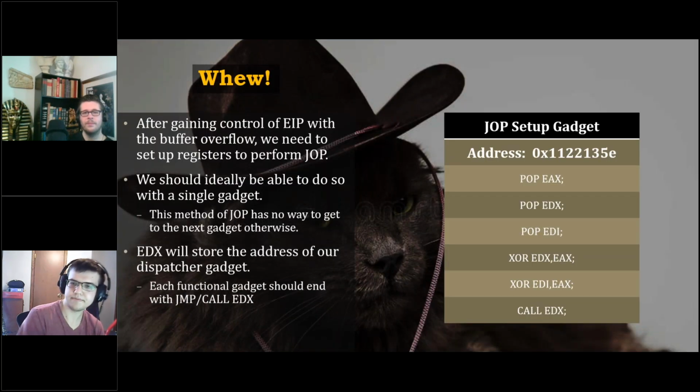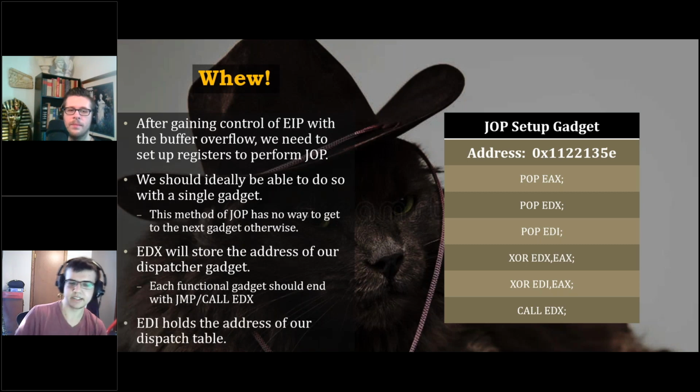So in our magic gadget here, we have EDX and EDI becoming the values that we want for our dispatcher gadget and our dispatch table address. So with EDX storing the address of our dispatcher gadget, ideally each functional gadget should end in a jump to EDX, and then EDI should hold the address of our dispatch table.